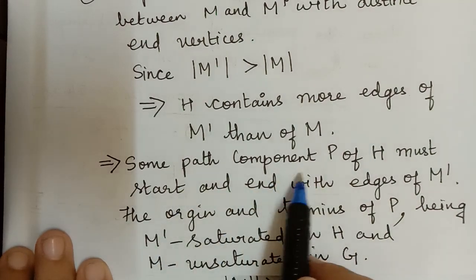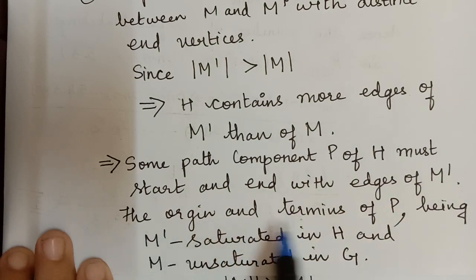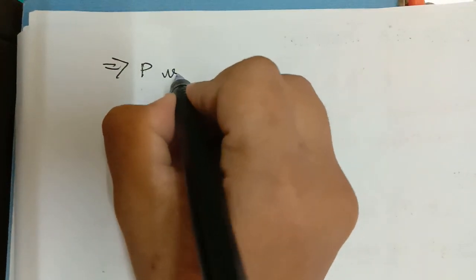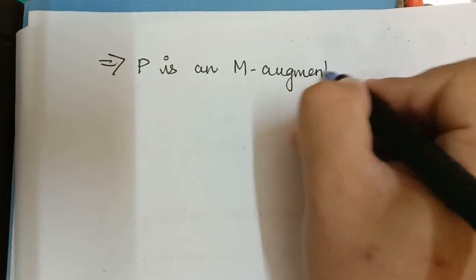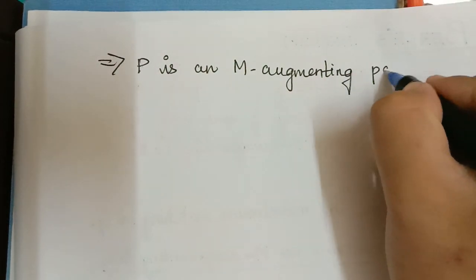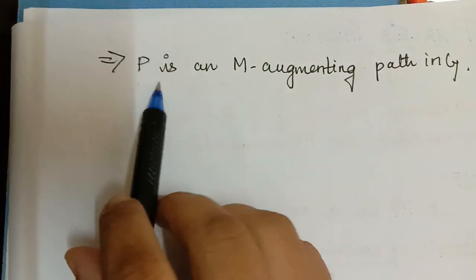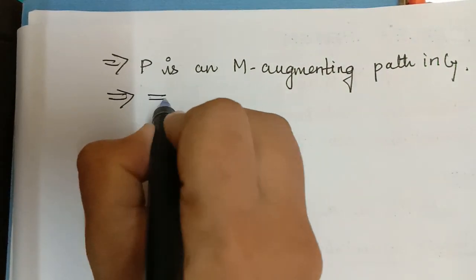So for some path component P of H that must start and end with edges of M dash, the origin and terminus of P being M dash saturated in H and M unsaturated in G implies that the path P is an M augmenting path, by the definition of augmenting path. So it will become an M augmenting path in G. So this is a contradiction.